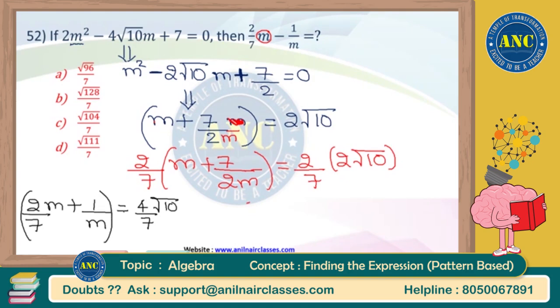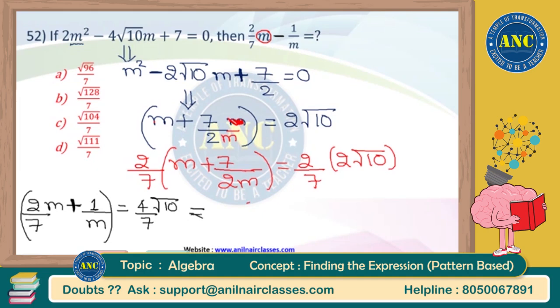This value I know. Because I know the plus value, the other value asked in the question is the minus in between. That's the only difference. In simple language, if I call 2 by 7 times m as x and 1 by m as 1 by x, then x plus 1 by x is known to me and I want to find x minus 1 by x. It is very, very simple.